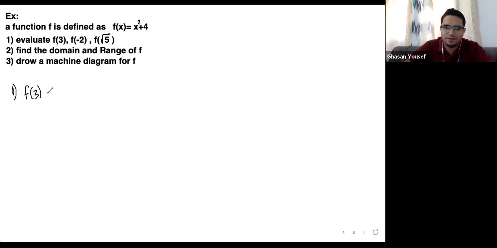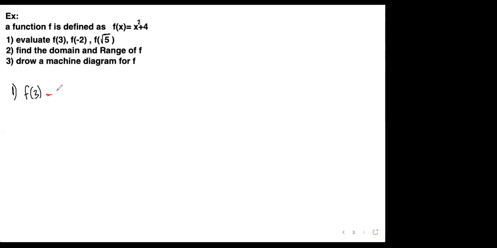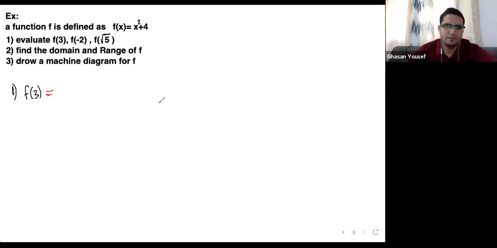What is f of 3? How did you find it? How did you get it? Okay, 3 squared is 9 plus 4 is 13. Okay, 3 squared plus 4. 3 squared is 9. 9 plus 4 is 13. Correct. Who will do the second one?